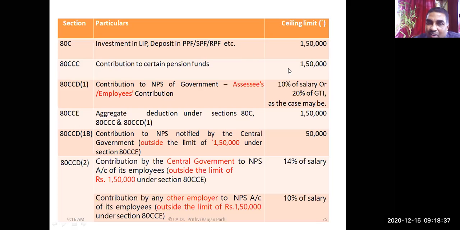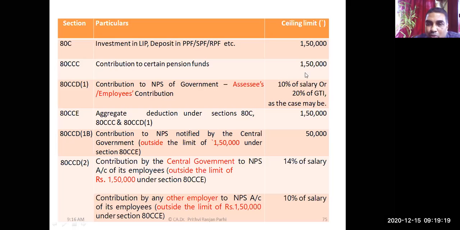Central government or other employer will contribute the matching contribution. Suppose the employee is contributing 10%, the employer will also contribute 10%. Total contribution will be maximum 20%. And if the person is not working anywhere, he is self-employed, he can contribute 20% of GTI. And as you said, there is no limit of 50,000 here, but there is an overall limit for all these three taken together, that is 1,50,000. That overall limit is mentioned in the next section. 80CCE talks about the overall limit of 1,50,000.